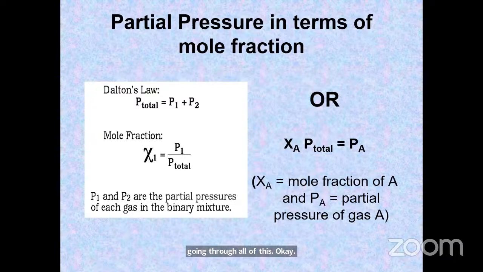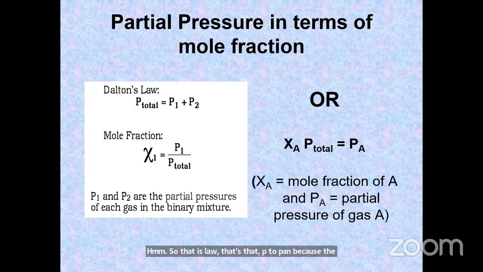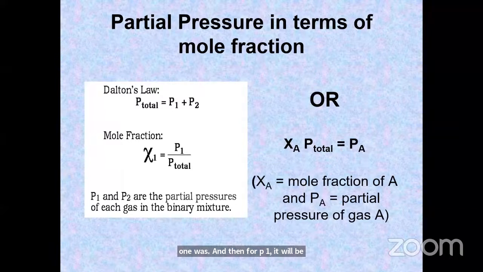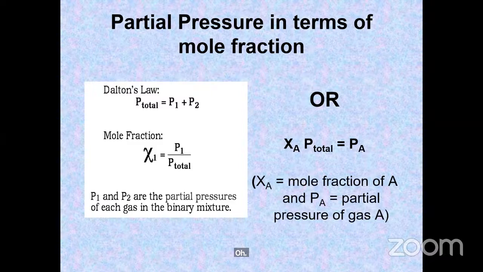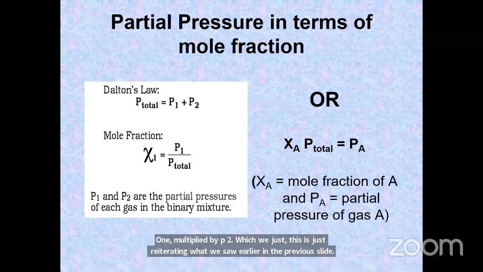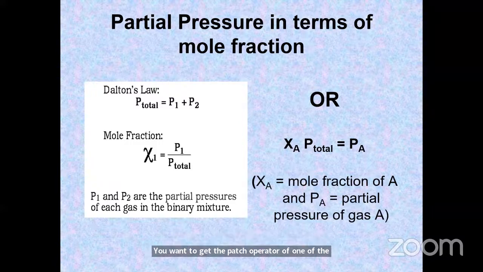So Dalton's law states that P total equals P1 plus P2. And then for P1, it will be the mole fraction of 1 multiplied by P total, which is just reiterating what we saw earlier in the previous slide. So if we want to get the partial pressure of one of the gases, it's going to be the mole fraction of that gas multiplied by the total pressure exerted by all the gases.